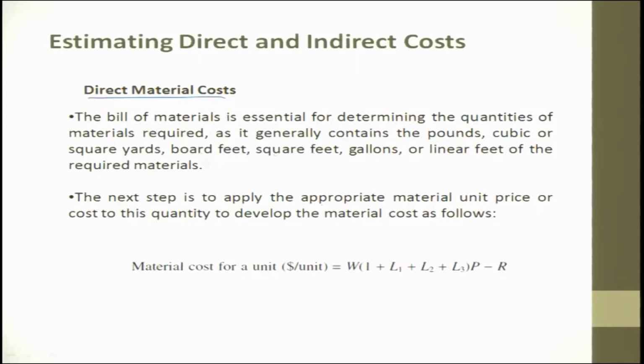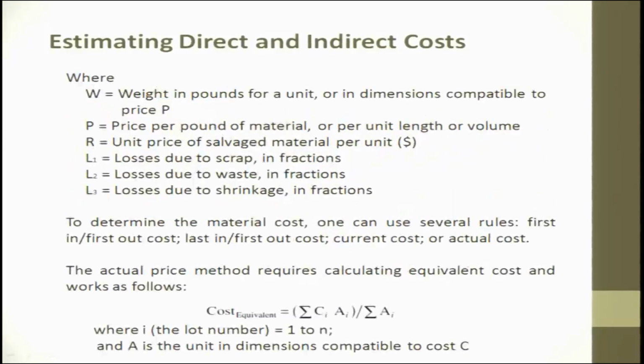The next step is to apply the appropriate material price per unit in the costing. So, you have found out that 25 grams have to be used. Now, what is the price of 1 gram? With that, we multiply and get the material cost. So, material cost for a unit is equal to W times (1 plus L1 plus L2 plus L3) times P, minus R.